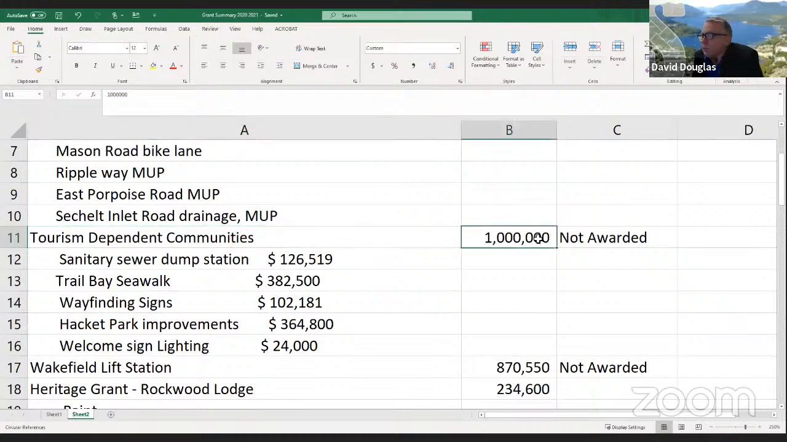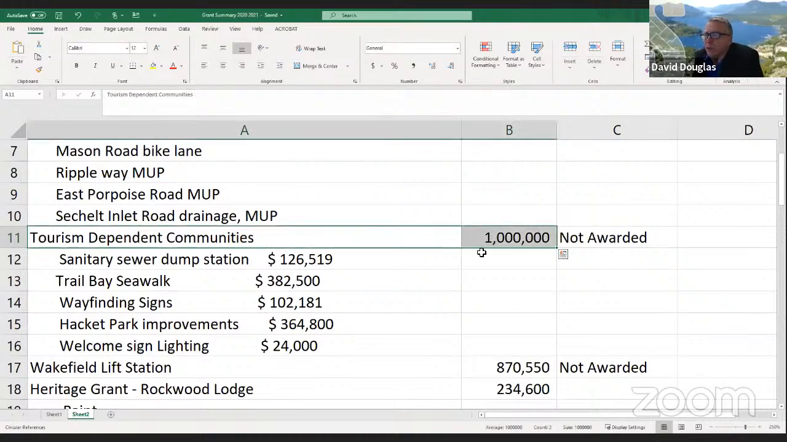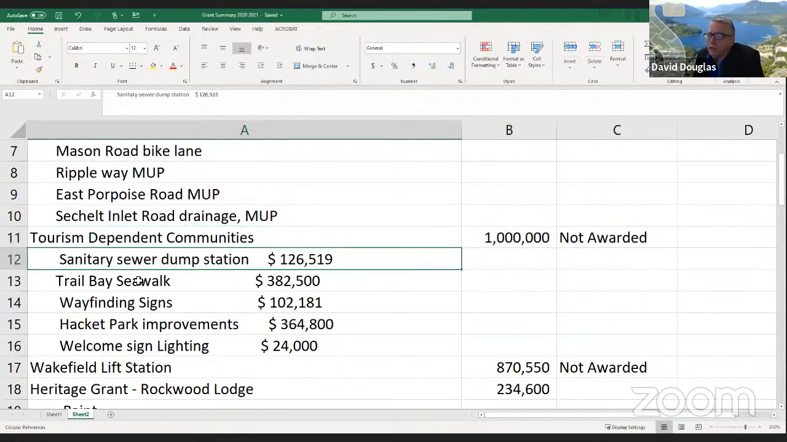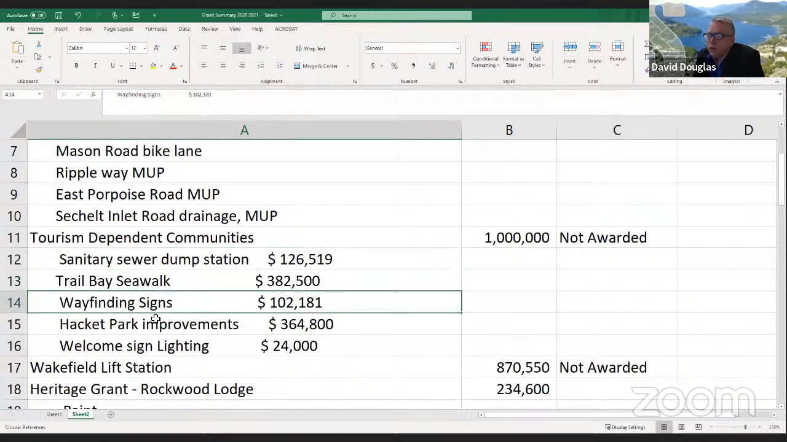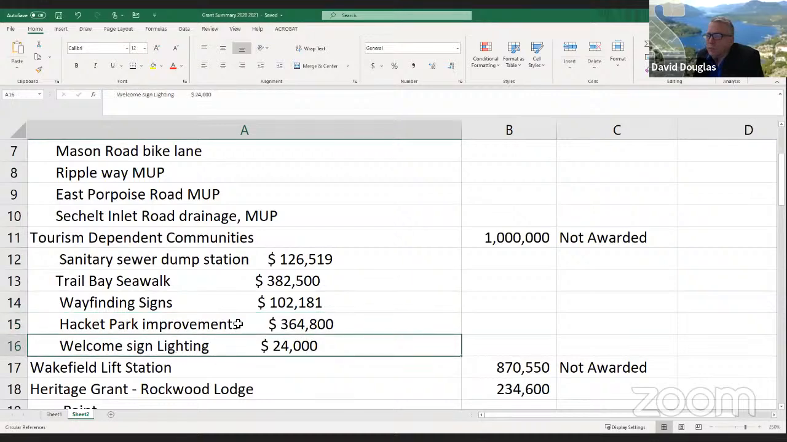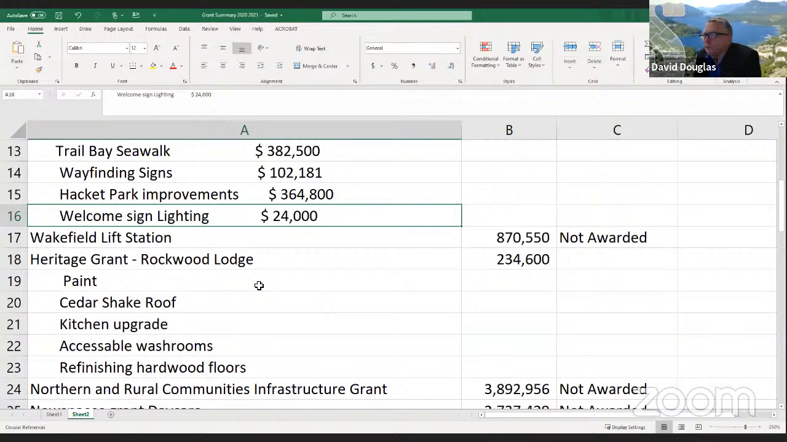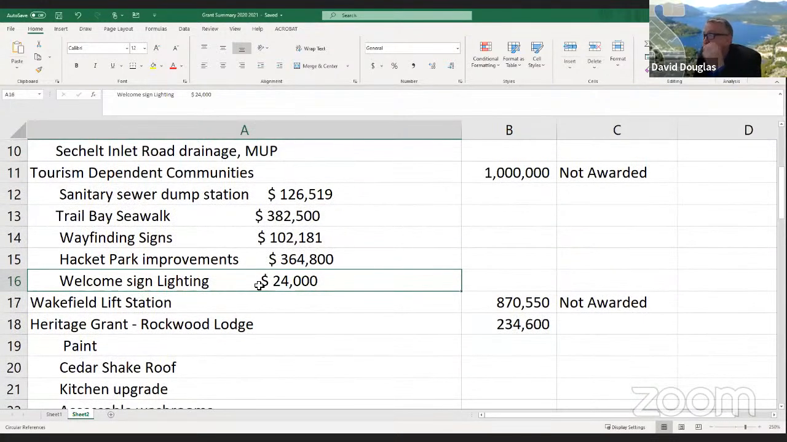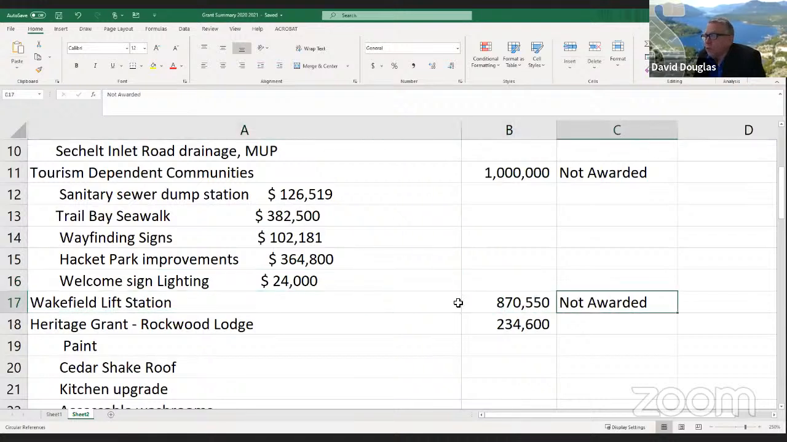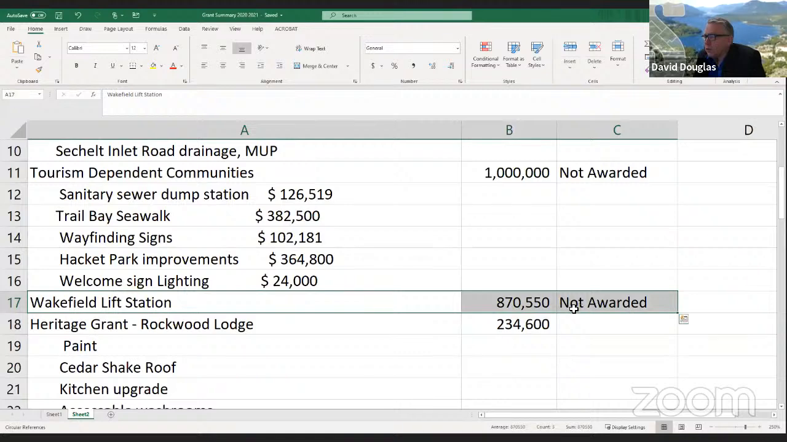This is the grant that the person was asking about, the tourism dependent communities. It's a $1 million grant, and it is made up of the sanitary dump station, Trail Bay Seawalk, wayfinding signs, Hackett Park improvements, and welcome sign lighting. Once again, that one went in late last year, and we could hear from that one probably in the next 2 or 3 months as well. The Wakefield lift station has not been awarded yet. That one's been out about a year, and we've heard they're assessing that grant now.